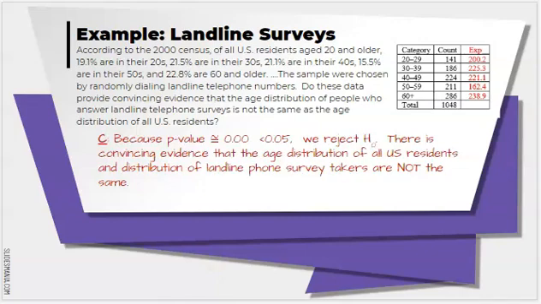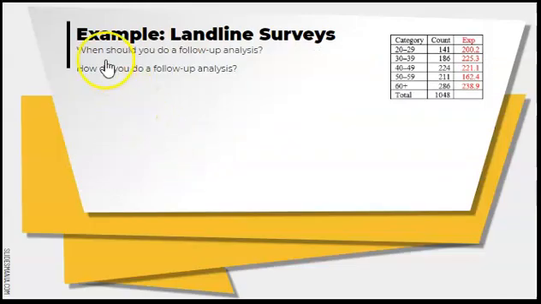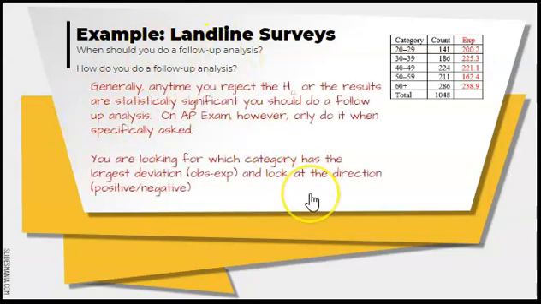Now, there's one more little step that you could potentially have. Let me show you. Sometimes they could ask you for a follow-up analysis. Generally, anytime you reject the null, also known as the results are statistically significant, you should do a follow-up analysis. However, on the AP exam, only do it when you're asked to do it. It takes up time, so you only do it when they ask you to.